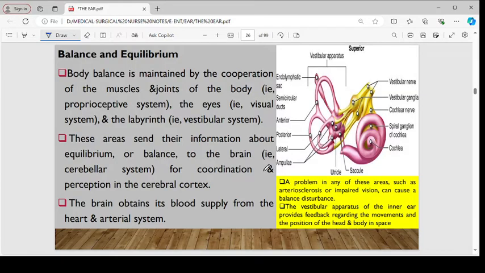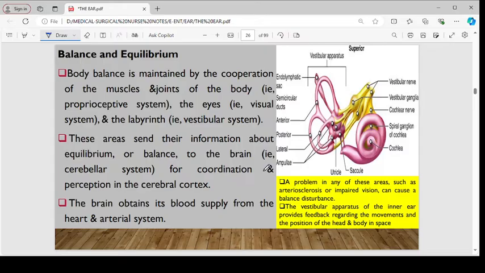So what about balance and equilibrium? You know that body balance is normally maintained by the cooperation of muscles and joints of the body. That is the proprioceptive system. And we also have the eyes, which form the visual system. And lastly, the labyrinth, especially the vestibular system. So these areas will send their information about equilibrium or balance to the brain, specifically the cerebellar system, for coordination and perception in the cerebral cortex.